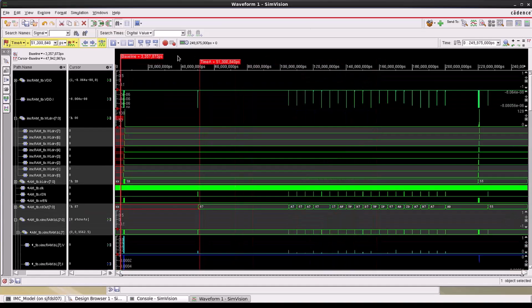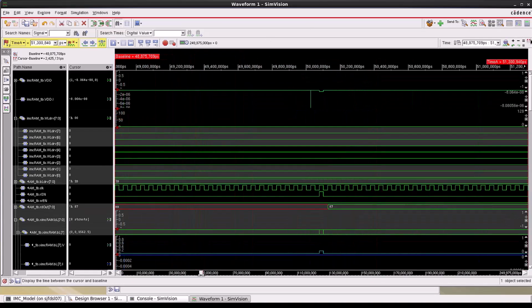The next event is the multiplication. We'll go ahead and zoom in on that, and that's a single event. It takes a lot less time than the writing. And this is just a demonstration of the overall power saving you get by using an in-memory computing circuit. You don't have to move the data around. That's really what takes the time and the energy.